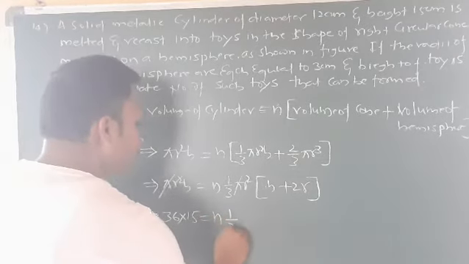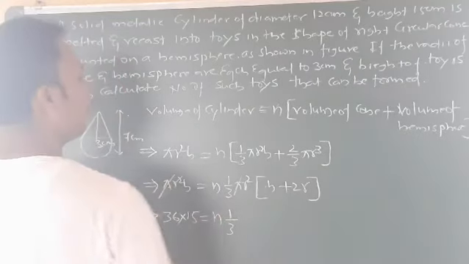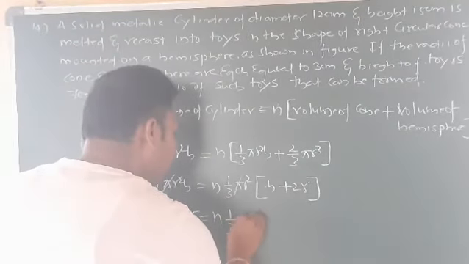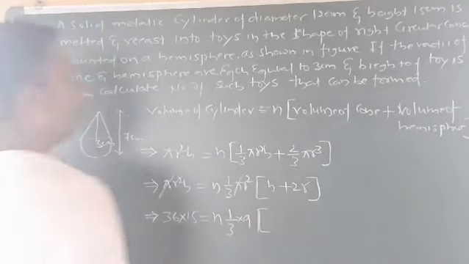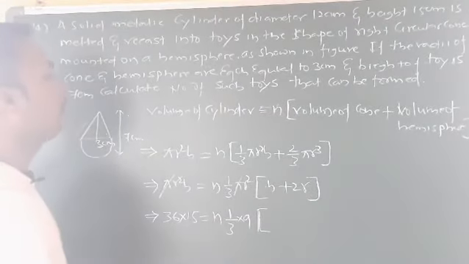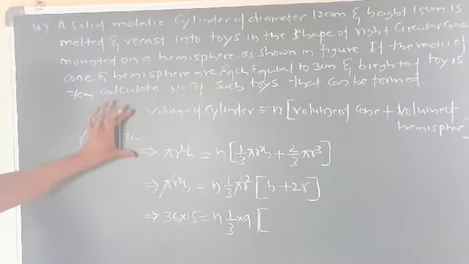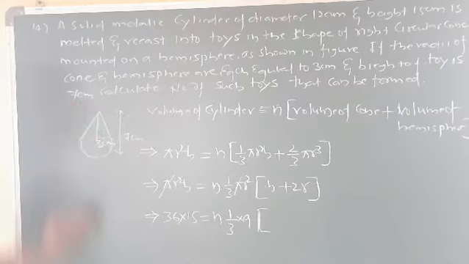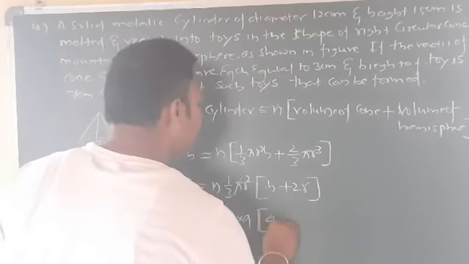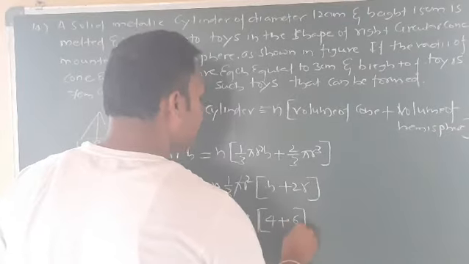Now this 1 by 3 is also as it is. Now r square: this r is 3 here, so we'll keep this as 9. Now into the bracket of h. Which one is it? The height of the cone. The total toy height is 7 centimeter, so the hemisphere radius is 3, which means the height of the cone is 4. So 4 plus 2 into r, 2 into 3 is 6.